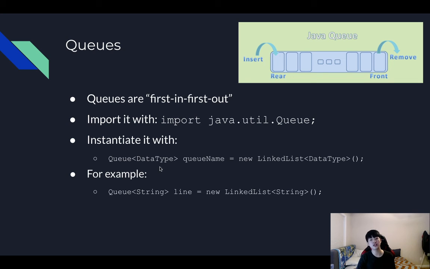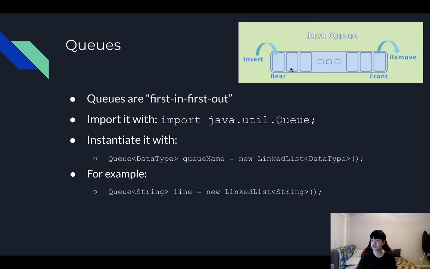That's why you can't do Queue whatever equals new Queue. You can't do that because you can't instantiate an instance of an interface. That's just not possible. And same thing with the data type. So here, for example, we're going to declare a queue of strings called line, equals new LinkedList, which is again a class that implements the queue interface, and we're going to make it full of strings.